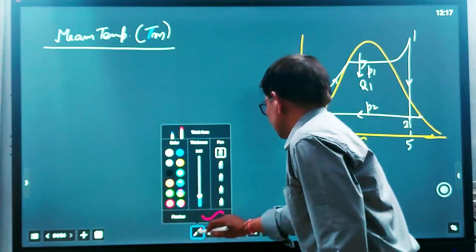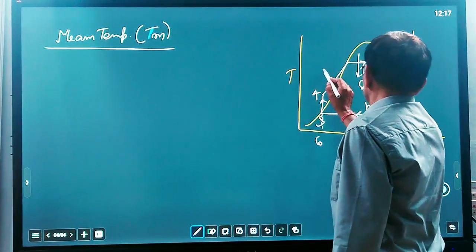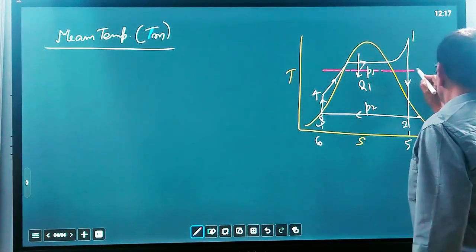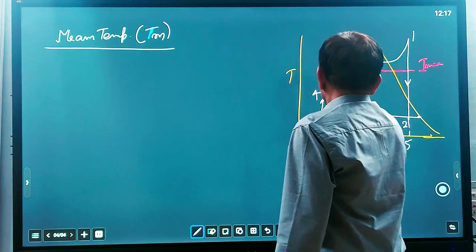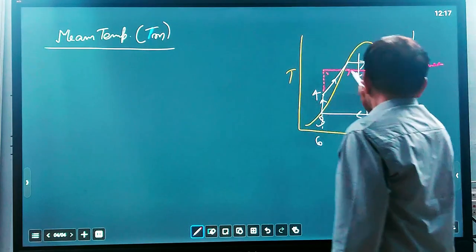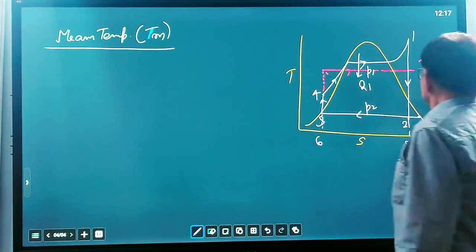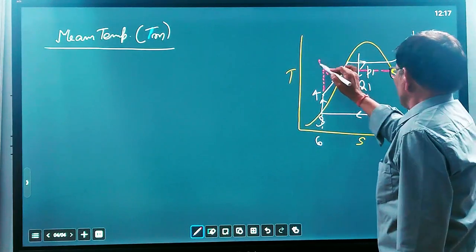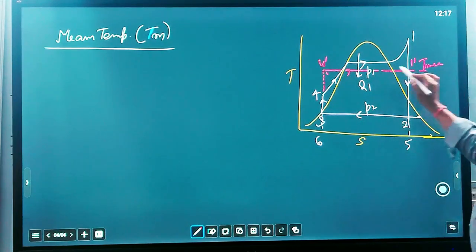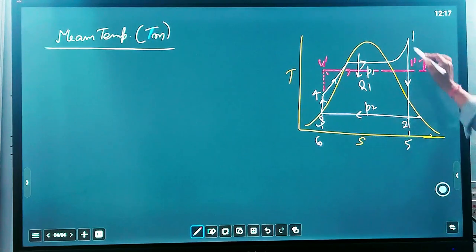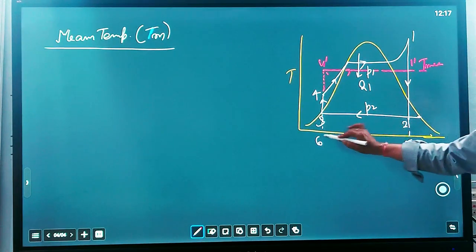Suppose we take another color for the mean temperature. This is T mean, the mean temperature. The area under this curve, 1 dash and 4 dash, is the same as the area under the curve 1, 5, 6, 4.